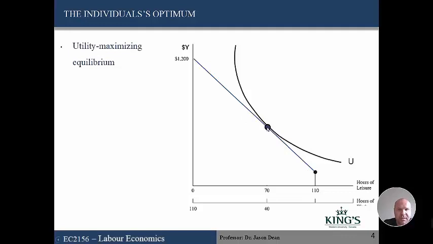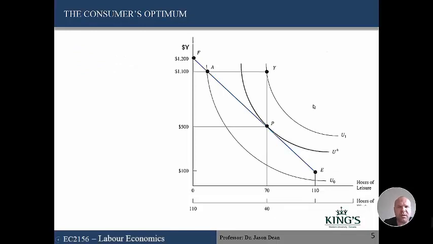In this example, this is the optimum point, and the individual will choose 70 hours of leisure or 40 hours of work. Let's look a little more closely at the optimum situation. So here at point P, the person would be optimizing. They're maximizing their utility. They're getting utility associated with U star.